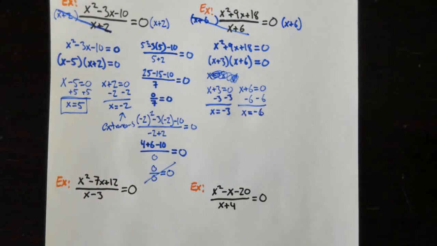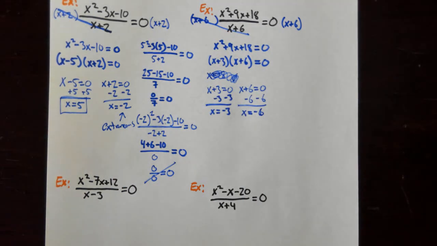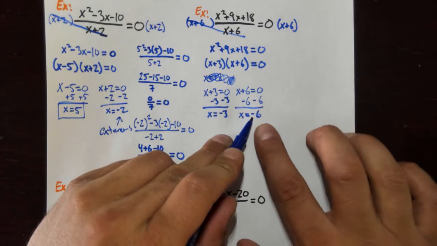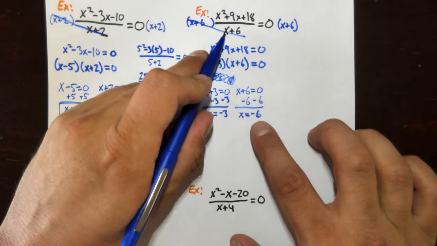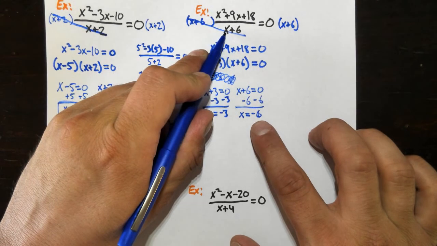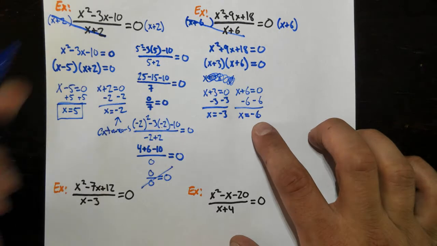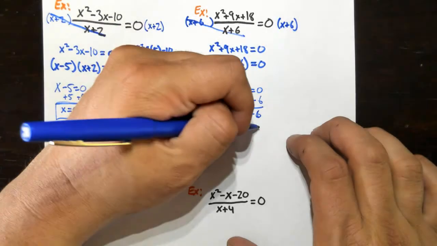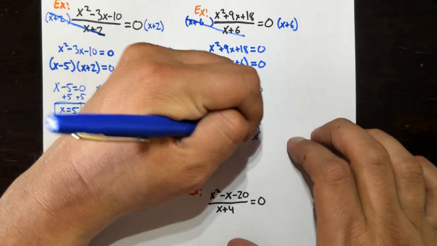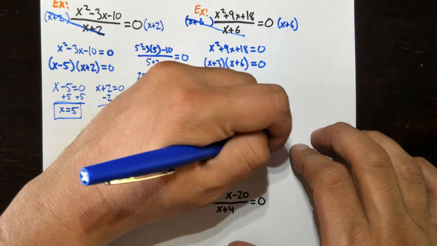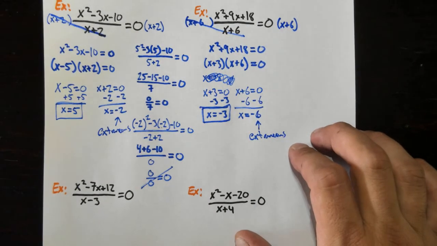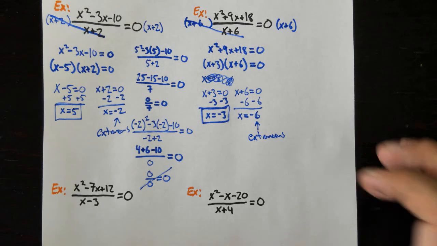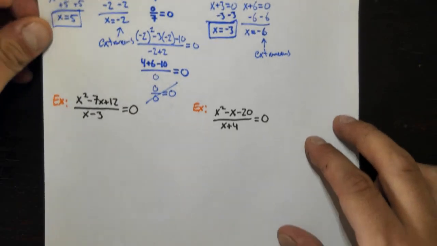Now, my question to you is, which one of these is the extraneous solution? And that's going to be the negative 6. Because right away I can see that if we plug in negative 6 for x here, on the bottom we're going to have 0, which we cannot have. This is our extraneous solution. So our only answer here is negative 3. All right, let's do a couple more here.